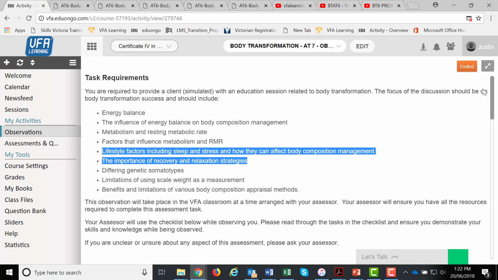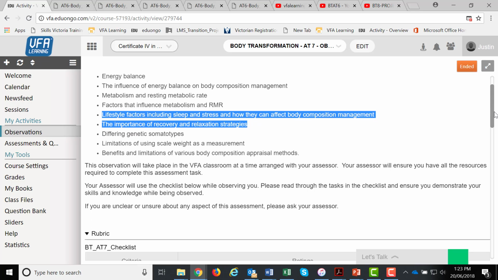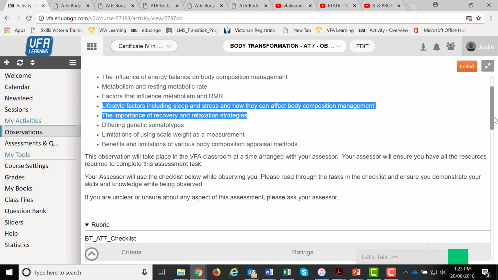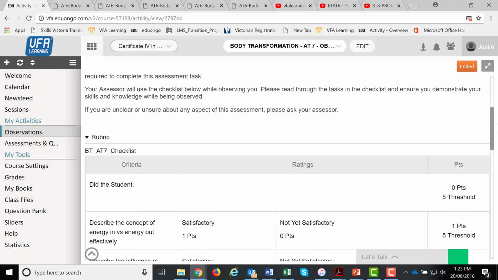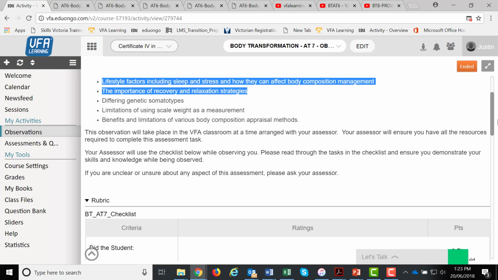So again, this is a pretty straightforward task. You're going to do a 10-minute talk. You're going to cover off on these points, so make sure you're clear and have a strong understanding of your exercise science that you would have learnt both in Foundations and in Cert 4. And then your trainer will watch you give that presentation.